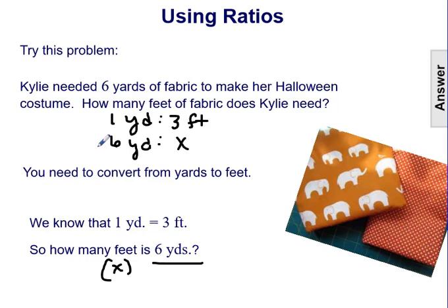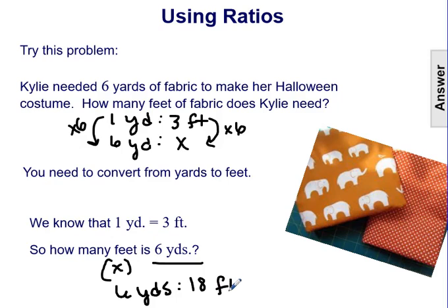Now, how are we getting from 1 yard to 6 yards? We're multiplying by a factor of 6. So I'm going to multiply 3 feet by that same factor of 6 to get that 6 yards is going to be equivalent to 18 feet, and that answers our question.